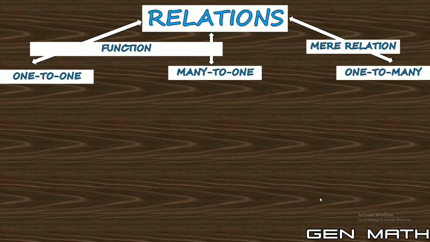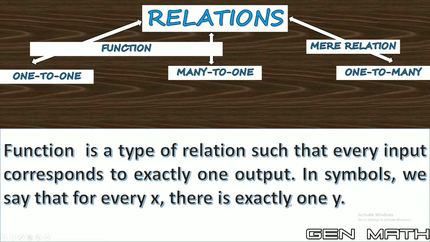From these three types of relation, only one-to-one and many-to-one are considered functions, and one-to-many is considered only a mere relation. Okay, so let us define what a function is. A function is a type of relation such that every input corresponds to exactly one output. In symbols, we say that for every x, there is exactly one y.